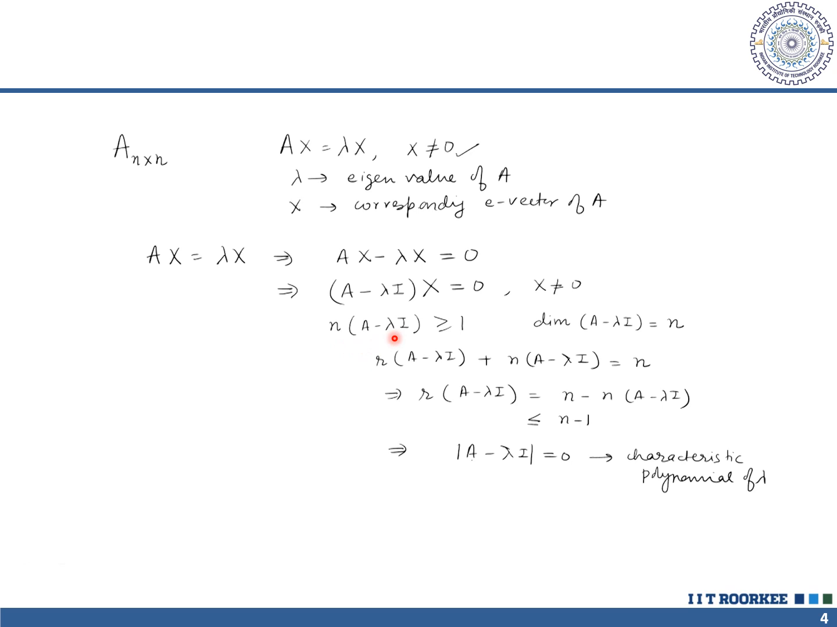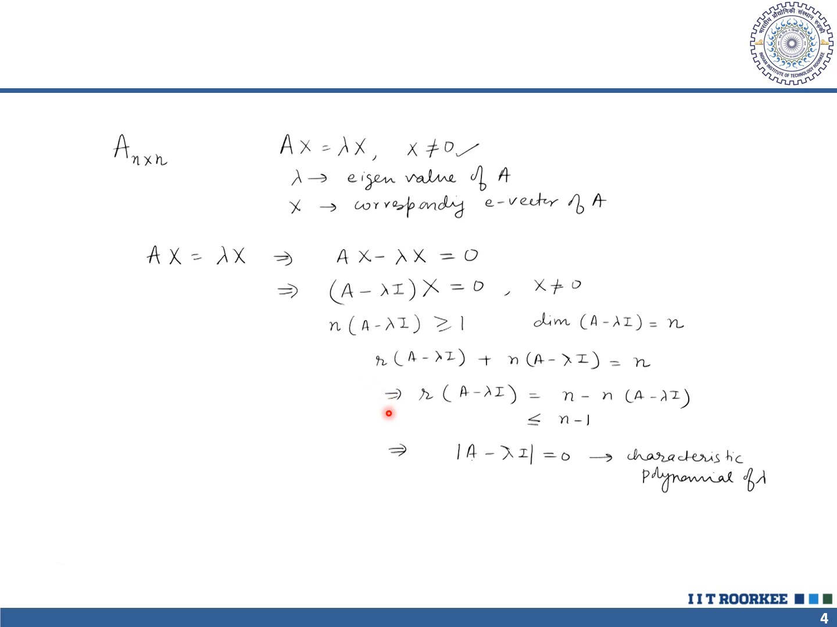So the nullity of the A minus lambda I matrix is greater than or equal to 1, and the dimension of the A minus lambda I matrix is equal to n. From the rank-nullity theorem, rank of A minus lambda I plus nullity of A minus lambda I should be equal to the dimension of A minus lambda I. So rank of A minus lambda I is equal to the dimension minus the nullity. As nullity is greater than or equal to 1, the rank of the matrix A minus lambda I should be less than or equal to n minus 1.